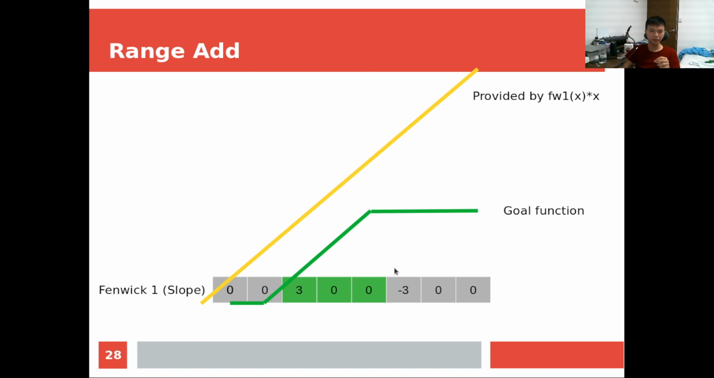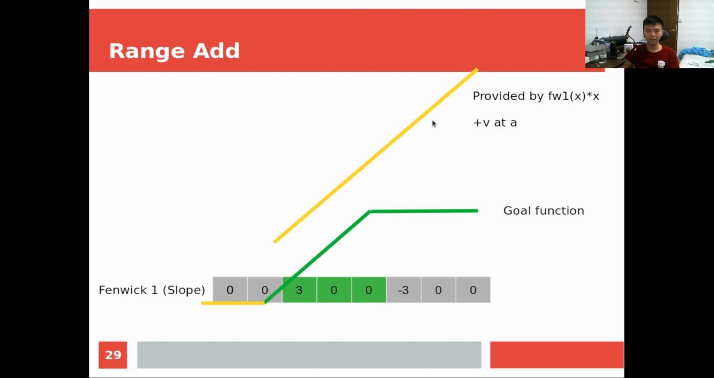And so how do we morph this linear line we have into the green function? So first of all, in the first Fenwick we can add v only at index a, which means that if we query the Fenwick before index a, it's not going to see this v at all. So if we query the Fenwick before index 3, it's going to see a slope of 0. So we have settled the first segment.